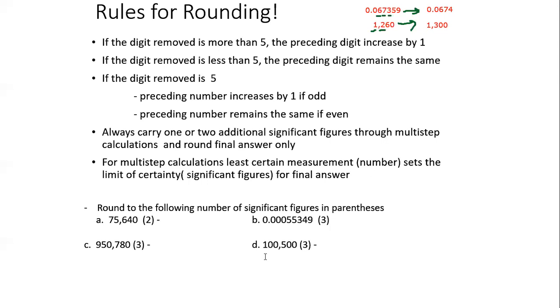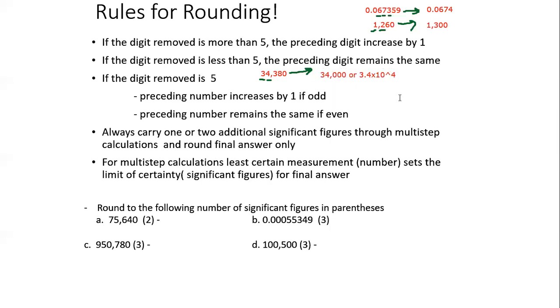So for example, if we have 34,380, and we want to round to 2 significant figures. So the digit we want to remove is a 3. 3 is less than 5. So then we would just drop the 3 and the 8 and replace them with trailing zeros. 34,000, or you can write it 3.4 times 10 to the 4th.